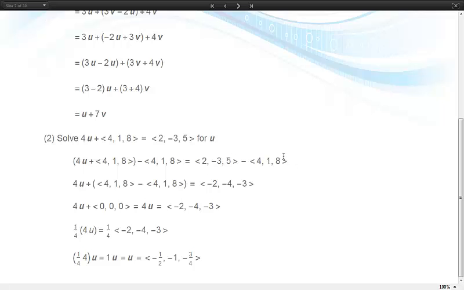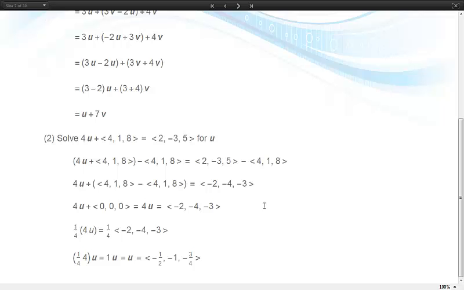So if I do the vector arithmetic on this side, that's 2 minus 4 is negative 2, 3 minus 1 is minus 4, and 5 minus 8 is minus 3. If I use the fact that vector addition is associative, I can group the 4u minus 4u together, and that clearly gives me the 0 vector. And 4u plus the 0 vector is just 4u. So now I've reduced it to 4 times u is this single vector with elements minus 2, minus 4, minus 3.